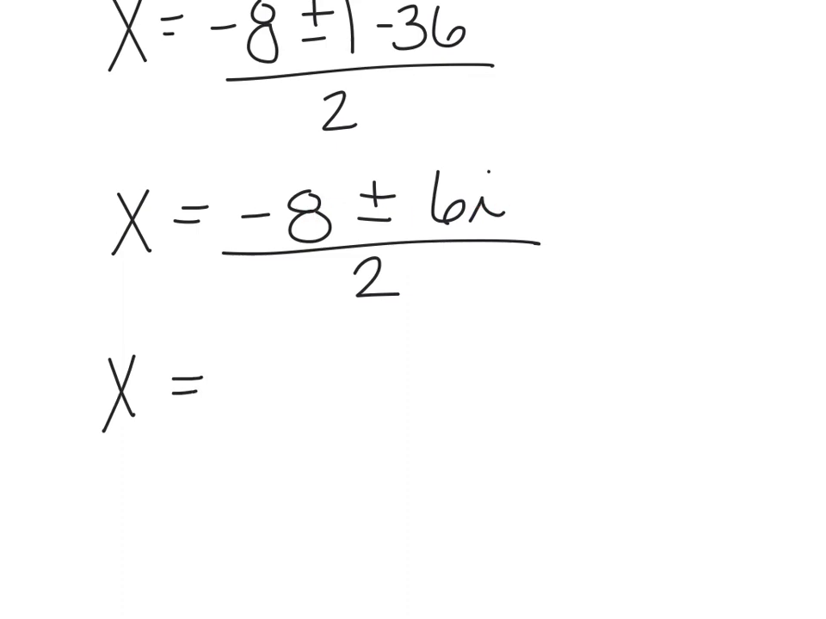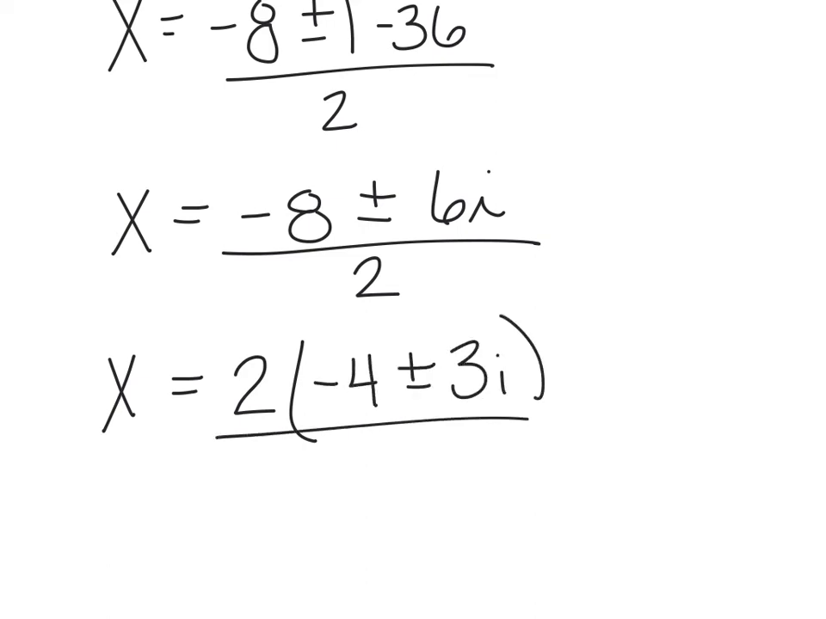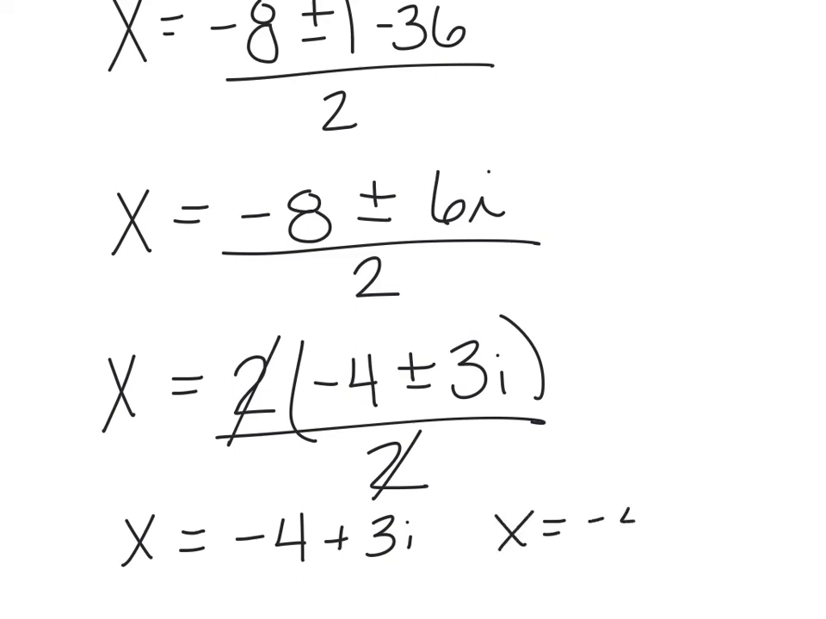8 and 6 are both divisible by the number 2. So I'm left with negative 4 plus or minus 3i all over 2. And these 2's divide into each other, so I'm going to say I get two answers. I get negative 4 plus 3i, and I get negative 4 minus 3i. And there you have it.